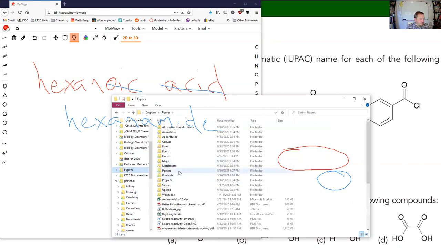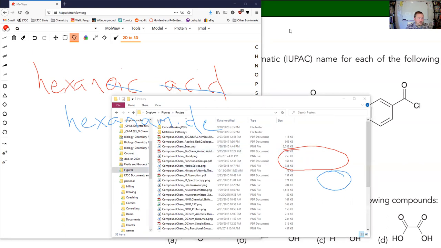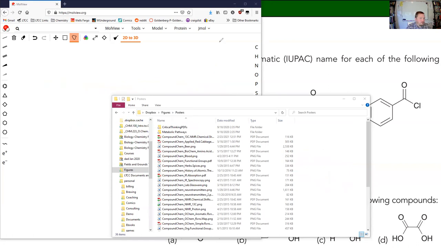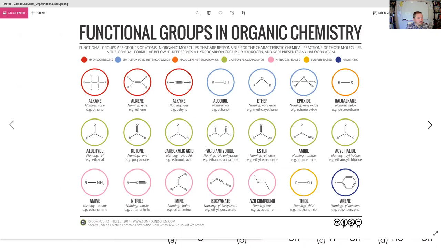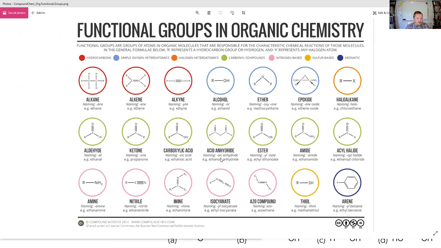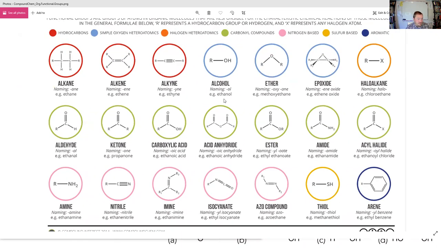which I believe is posted, but let me, I'm not sure about that. It's the one that looks like this, right? Because it's got pretty much all of the functional groups we've covered so far, plus a couple new ones.